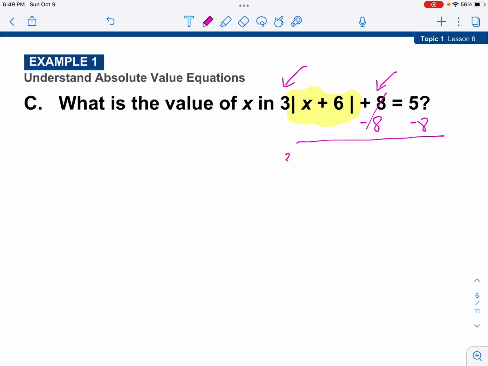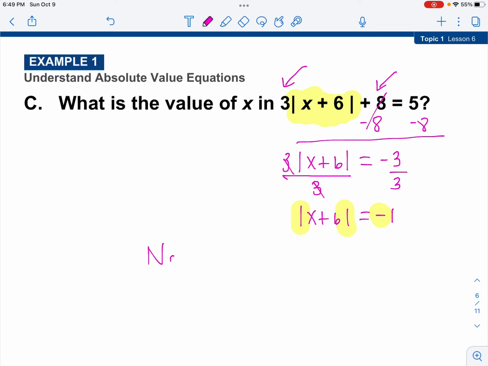8 is going to cancel. I have 3 times the absolute value of x plus 6 equal to negative 3. Lastly, to get the absolute value by itself, I need to divide by 3 on both sides. So the absolute value of x plus 6 is going to equal negative 1. Now, because the absolute value is equal to a negative number, there's no solution for this equation.